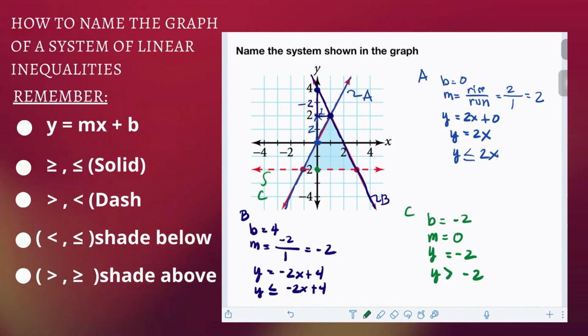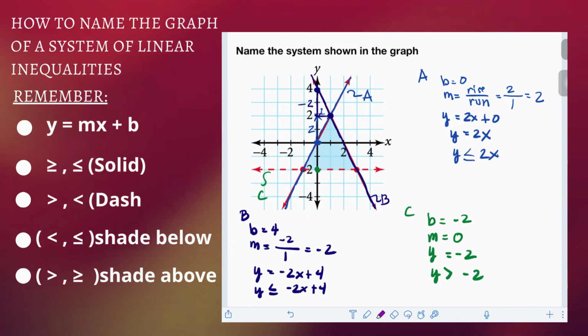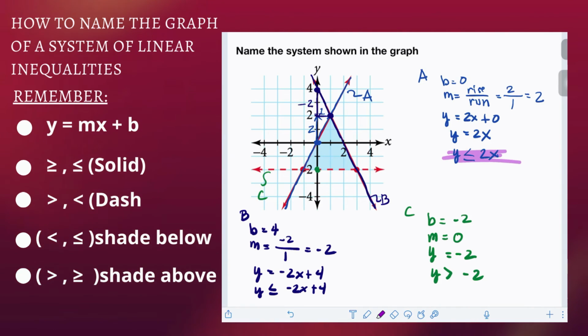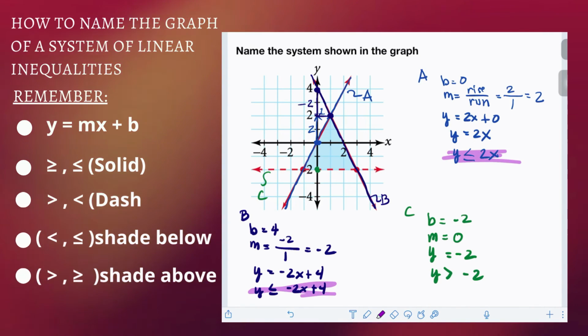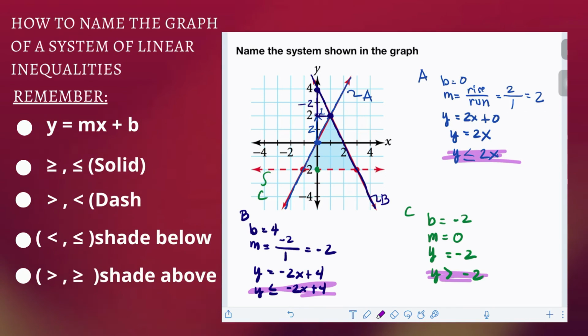So there we have it. We now have the name of the three inequalities in the system. First is y is less than or equal to 2x. Second would be y is less than or equal to negative 2x plus 4. And the third one is y is greater than negative 2.